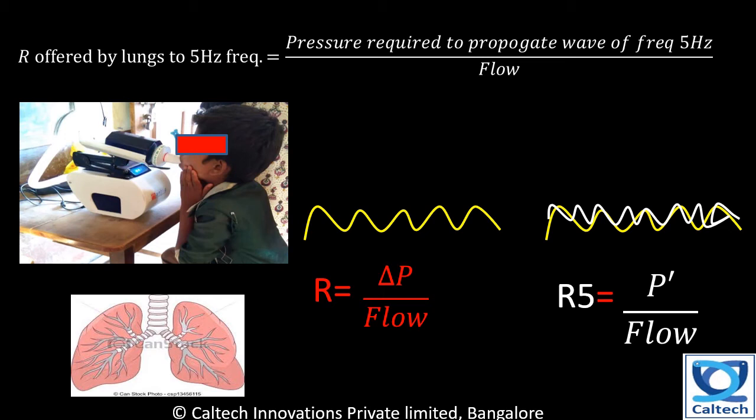It's simple. If you require more pressure to propagate the frequency of 5 Hz, that means there is an obstruction in the path of the 5 Hz frequency, because of which the resistance offered to the 5 Hz frequency is increased, and the resistance in the entire path is increased. It means that the obstruction can be anywhere in the path traveled by the 5 Hz frequency. Similarly, if the pressure required to propagate the frequency of 20 Hz is increased, it means that there is an increased obstruction in the path traveled by the 20 Hz frequency, and the path traveled by the 20 Hz frequency is from the trachea till the larger airways.